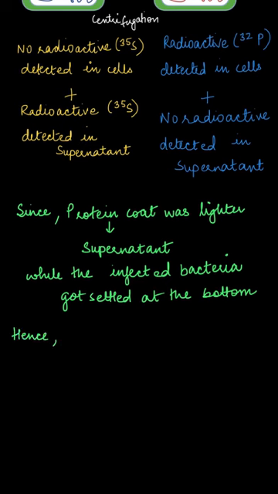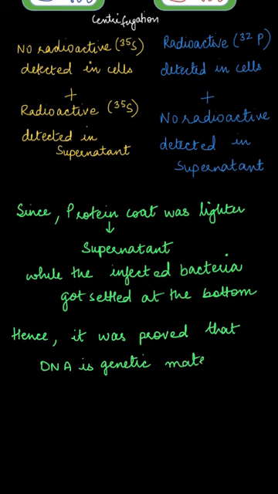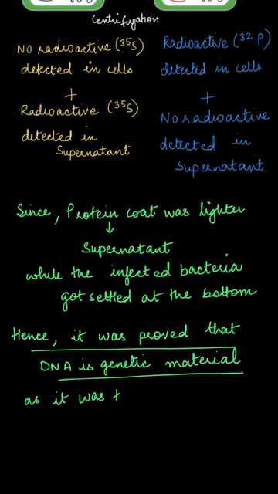So hence, it was proved that the DNA is the genetic material, as it was the one that got transferred from the viruses to the bacteria and not the protein, because proteins remained in the supernatant and were not transferred to the cells. If they had been transferred, they would have been seen in the cells, which did not happen in the first case. So this is how the Hershey and Chase experiment led to the conclusion that DNA is the genetic material.